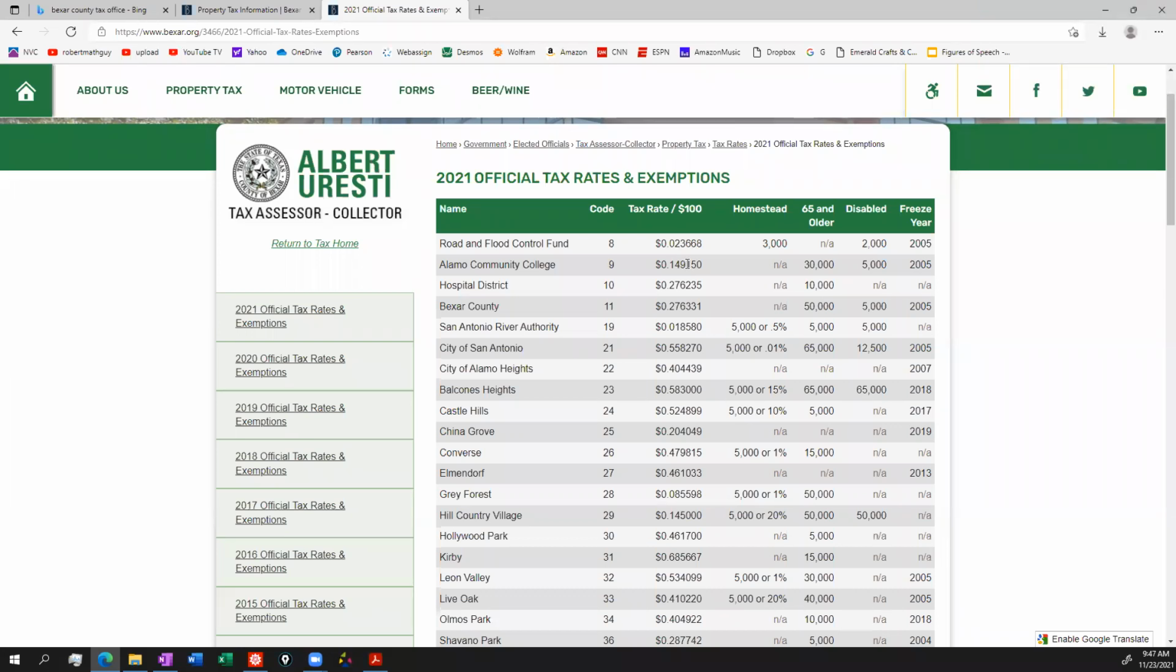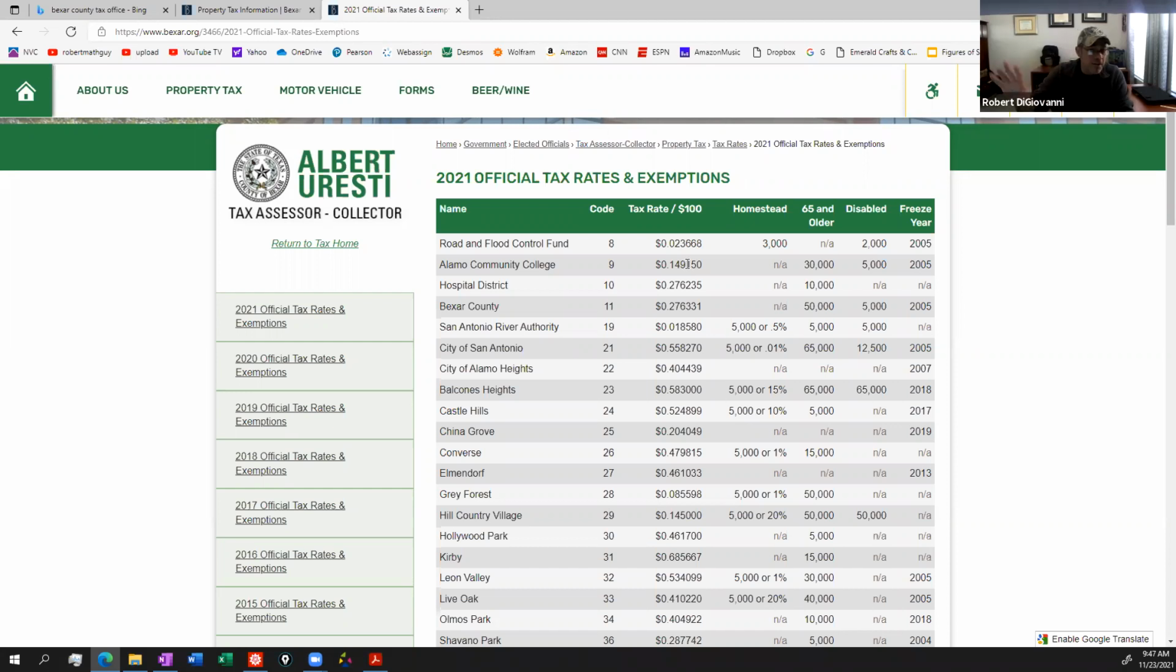Right now, the value of houses has gone up. It's on average about $200,000 to $300,000. So think about that. If it's $300,000, then every home in Bexar County is having to put in about 400 something dollars to Alamo colleges.